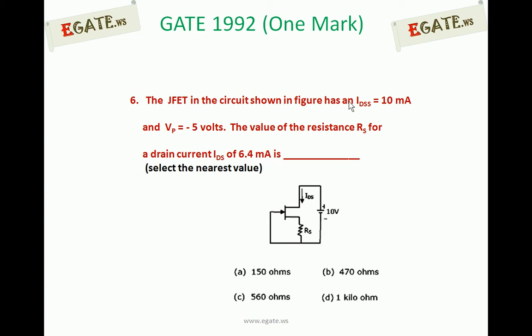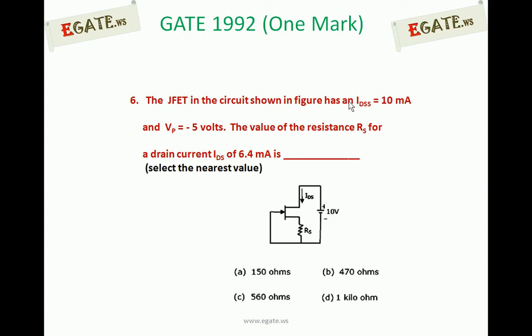to source saturation current of 10 milliamperes, and pinch off voltage of minus 5 volts. The value of the resistance RS for a drain current IDS of 6.4 milliamperes is: A, 150 ohms; B, 470 ohms; C, 560 ohms; D, 1 kilo ohm.